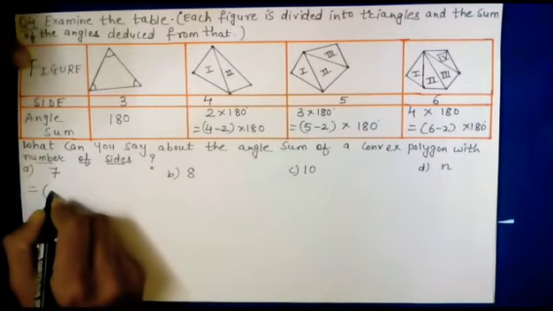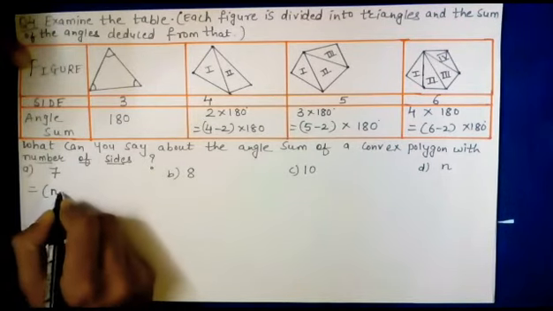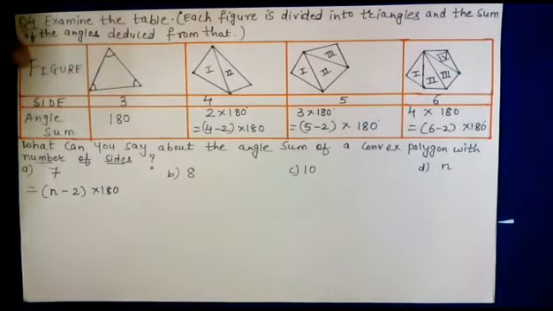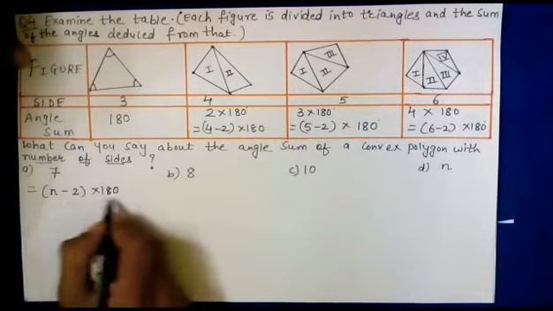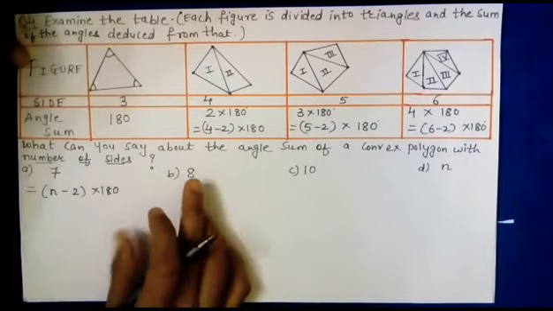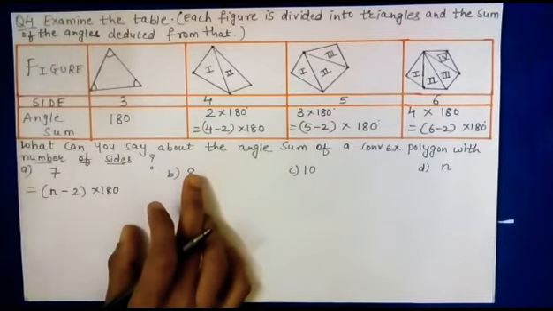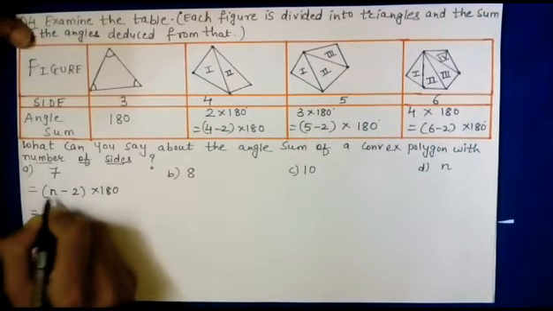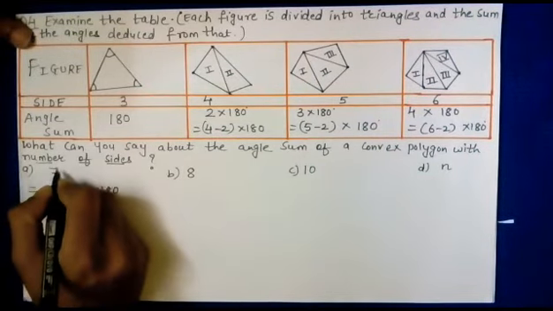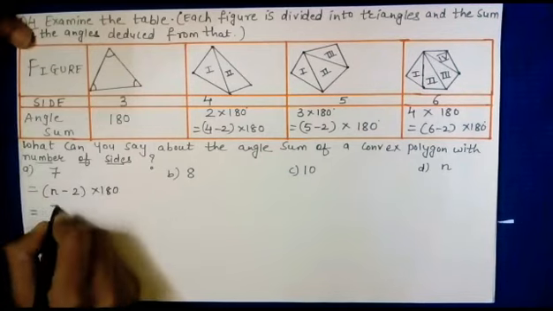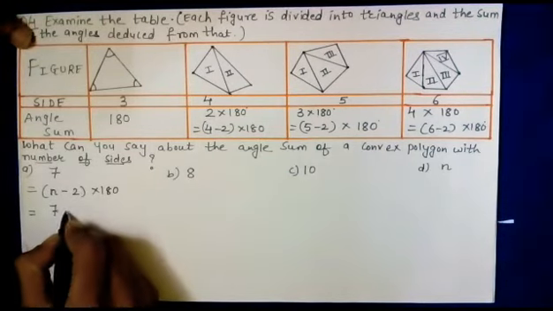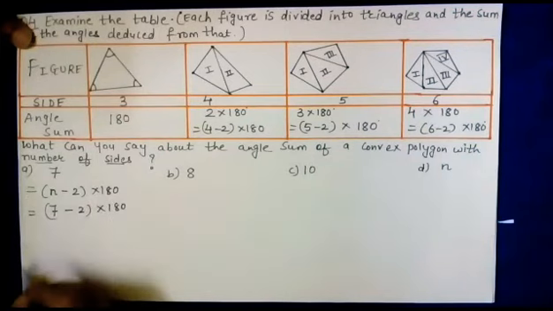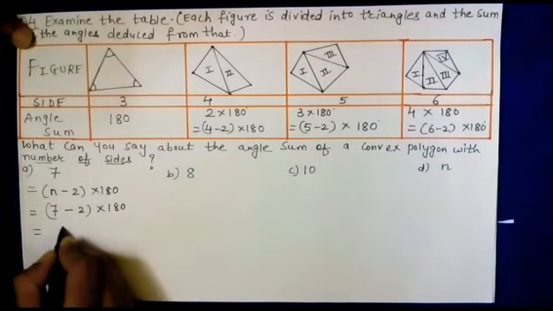So we will take the number of sides n, minus 2, into 180. We will apply this formula. This formula is for finding the total of all interior angles of any convex polygon. Now n means the number of sides, and the number of sides is given to us, that is 7. So we will write here 7. So (7 minus 2) into 180. So 7 minus 2 will be 5.